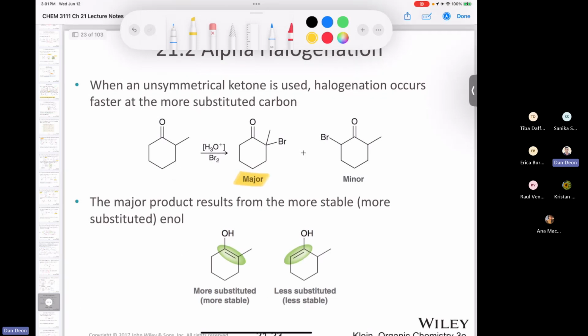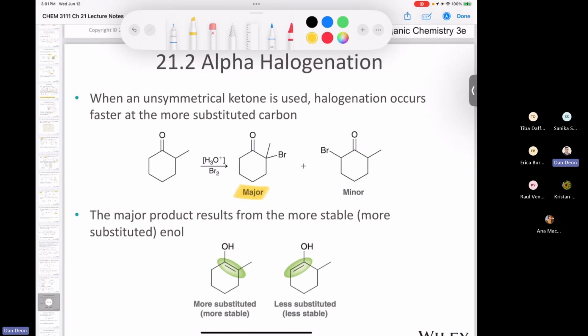Well, you guys know enough about alkene stability from Organic Chemistry 1 that the more substituted an alkene is, the more stable it is. So if you look at these 2 enol forms, they're both perfectly fine. However, the one on the left is more stable. And so that's your more dominant intermediate, which is going to act as a nucleophile. So really, all you have to remember is that halogenation occurs faster at the more substituted carbon. That's all you really need to know.